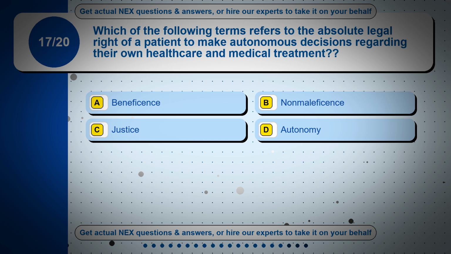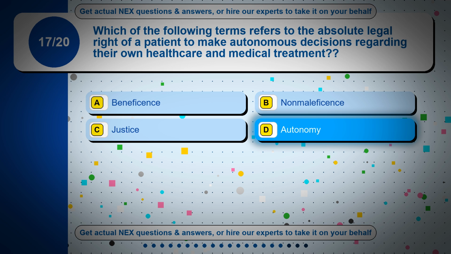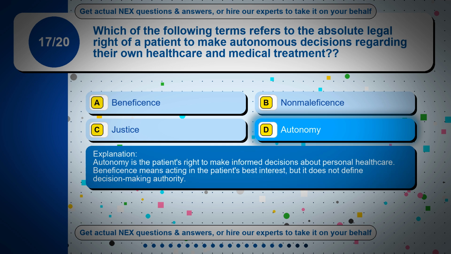Question 17. Which of the following terms refers to the absolute legal right of a patient to make autonomous decisions regarding their own health care and medical treatment? Option A, beneficence. Option B, non-maleficence. Option C, justice. Option D, autonomy. The correct answer is option D, autonomy. Autonomy is the patient's right to make informed decisions about personal health care. Beneficence means acting in the patient's best interest, but it does not define decision-making authority.